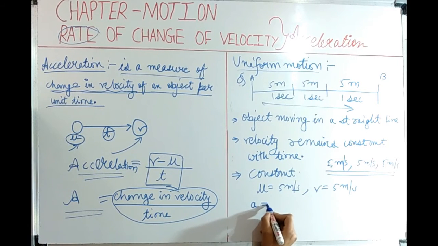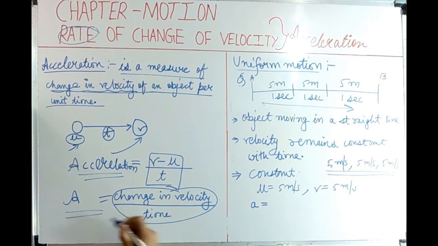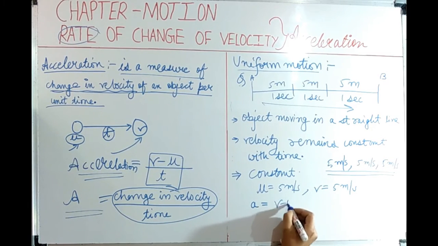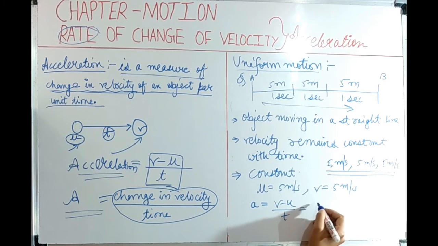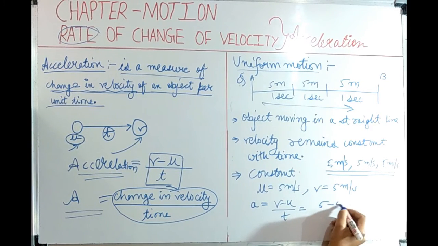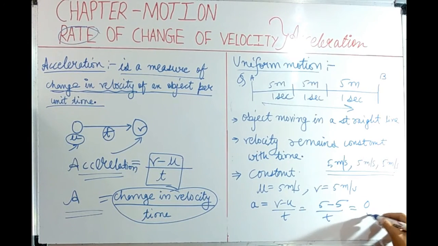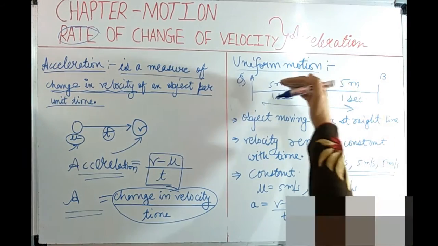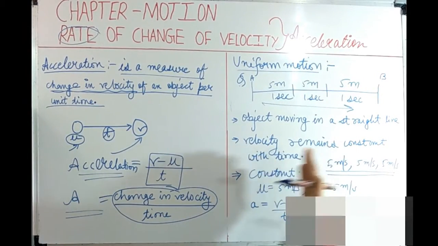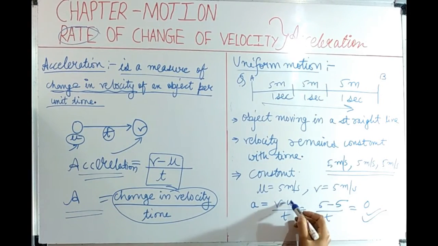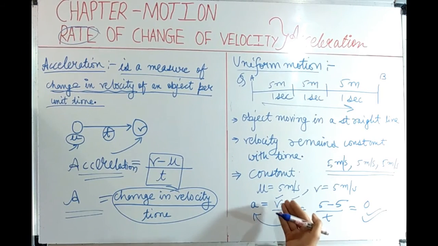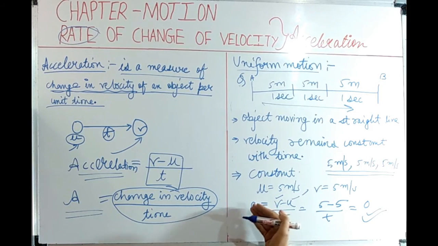So the acceleration becomes what? The formula for acceleration is change in velocity upon time. Change in velocity is v minus u, divided by t, and here v is 5, u is also 5. So 5 minus 5 is 0. Acceleration becomes 0 in the case of uniform motion. When the object is moving with a constant velocity, we get the same u and v value, so the change in velocity is 0 and we get acceleration as 0.